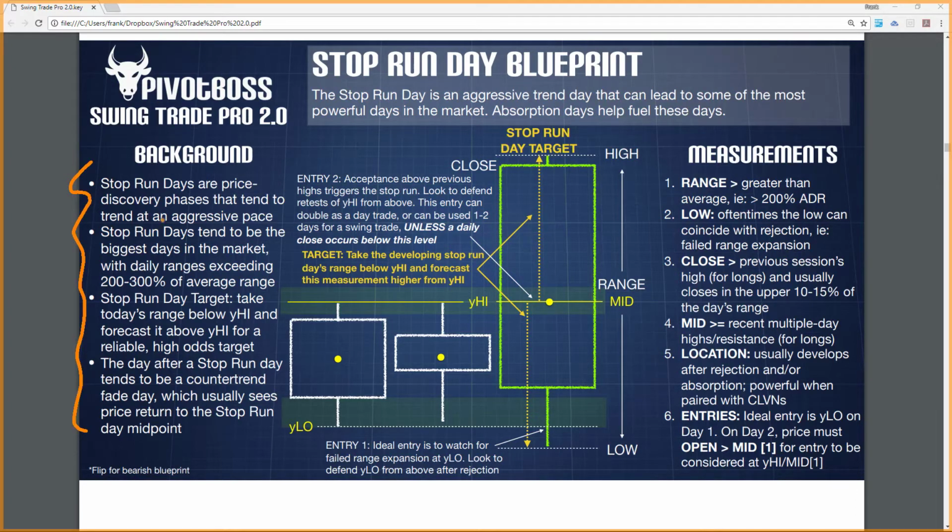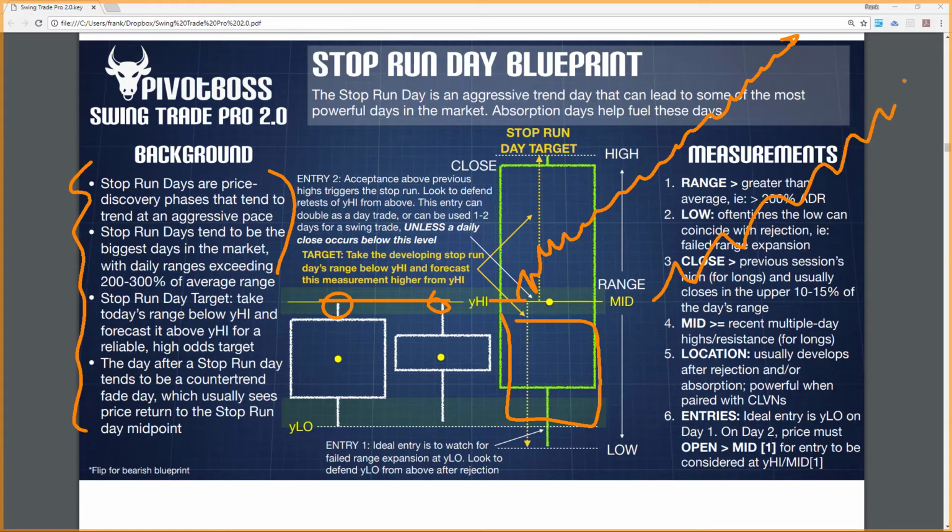Number 1, stop run days are price discovery phases that tend to trend at an aggressive pace. So you don't really know it's a stop run day early on, but once price breaks through these highs, things get very aggressive, and now you're trending up like this during the day. That is a stop run day, when it is just aggressively pushing higher and it's not pulling back, and it just continues to push higher, eventually closing near the session's highs. That is an aggressive stop run day.